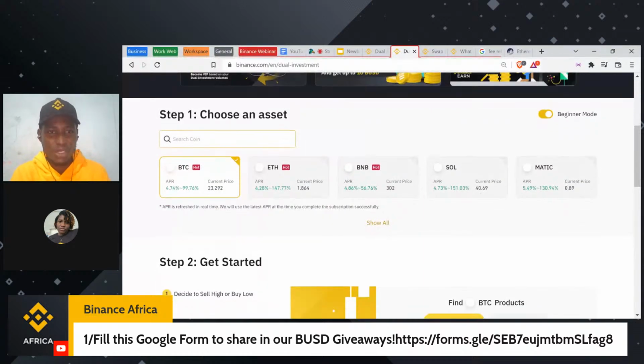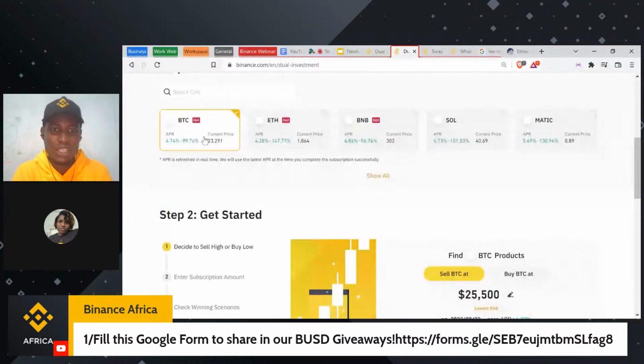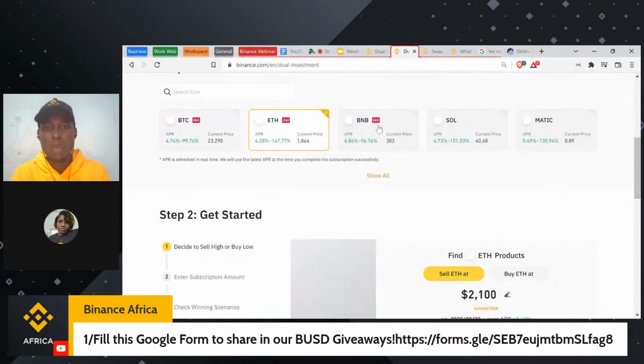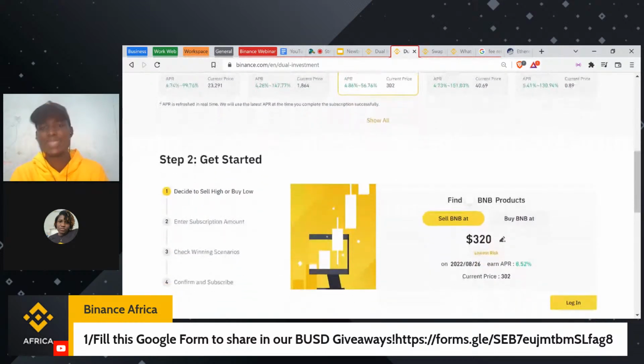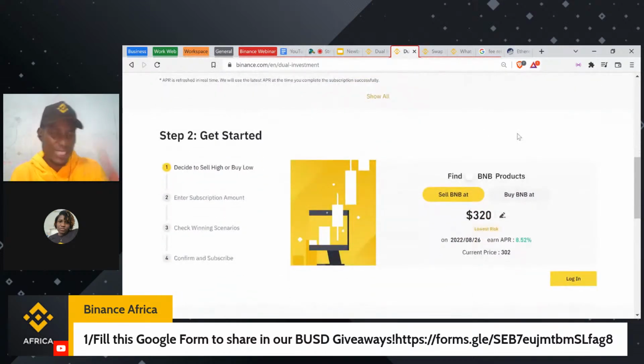So after you select your asset, I could select BTC or ETH or go ahead to select BNB. So I could select BNB and say, okay, what do you want to do? A step is even here for you that says you have to now take the decision. Are you trying to sell BNB at a higher price, or are you trying to buy BNB at a lower price? If I have some stable coin in my wallet, I might decide to buy BNB at a lower price in the nearest future. Or if I have BNB, I may decide to sell BNB at a higher price.